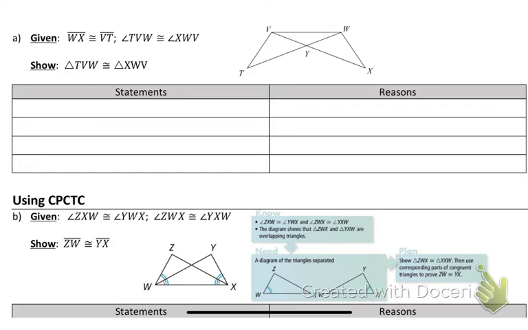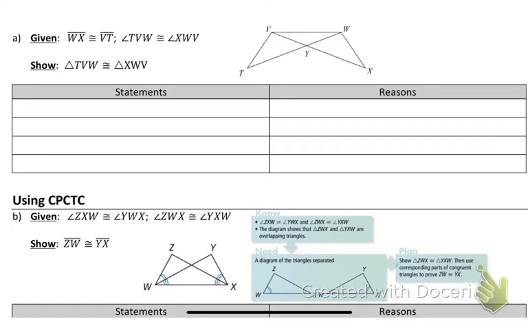We can be doing proofs just like we've been doing any other one. The only difference is the reflexive thing might be hidden. Our reflexive thing can be hidden. So if I look at this one, we'll start off with what's given.